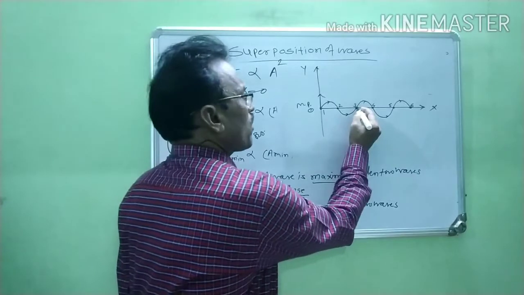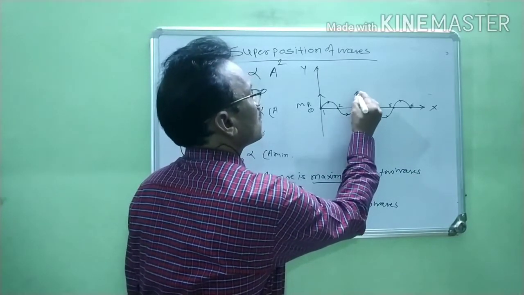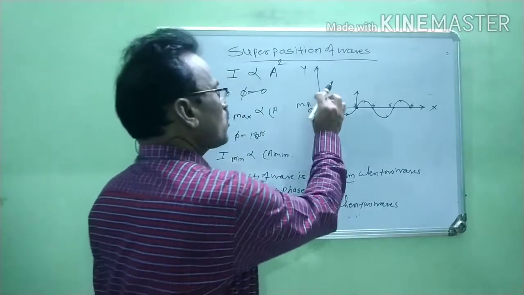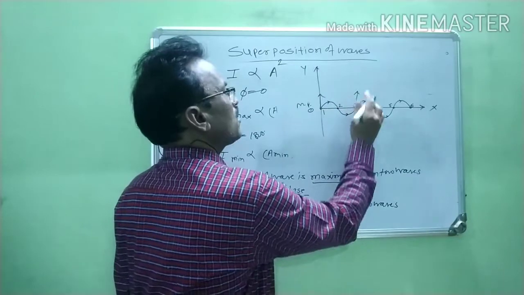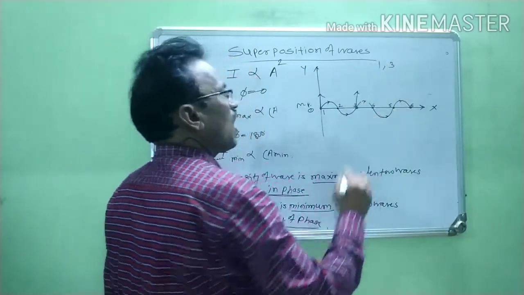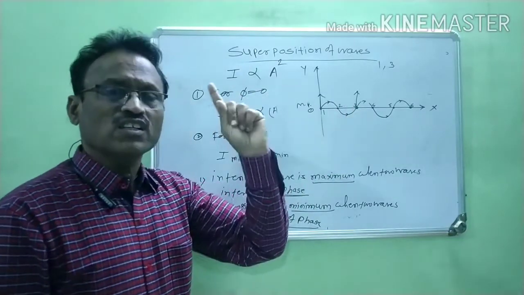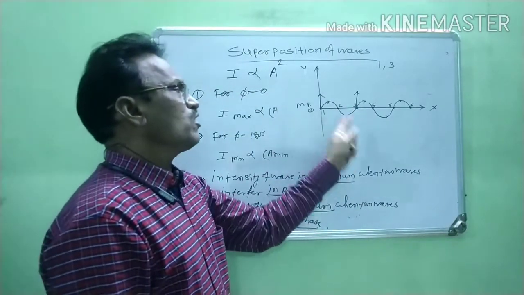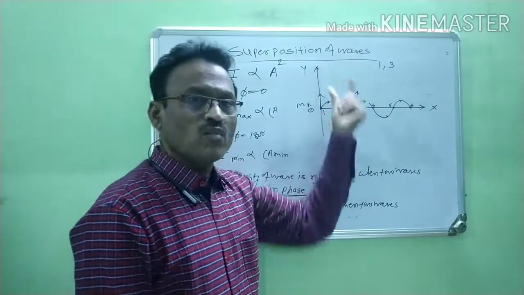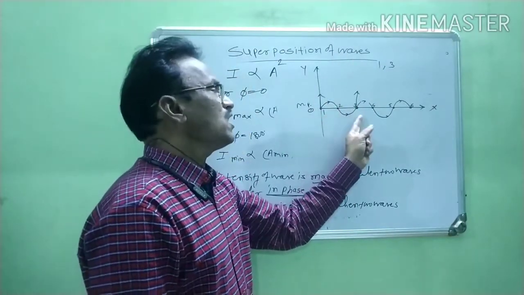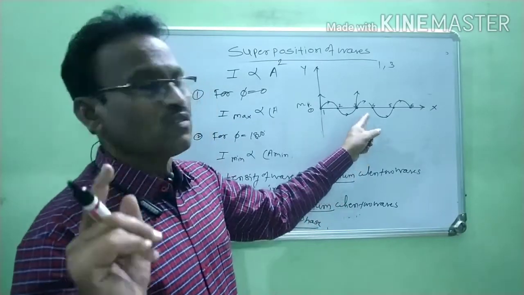Now again this second particle, number 3 particle, starts vibrating in upward direction, right? Therefore these two particles, 1 and 3, are in the same phase. 1 and 3 are in the same phase, or they vibrate in the same state of motion. Therefore, 1 and 3 are known as same phase particles.